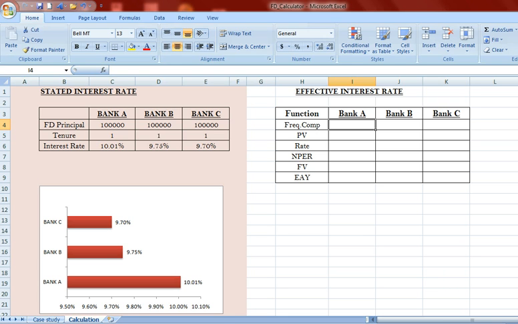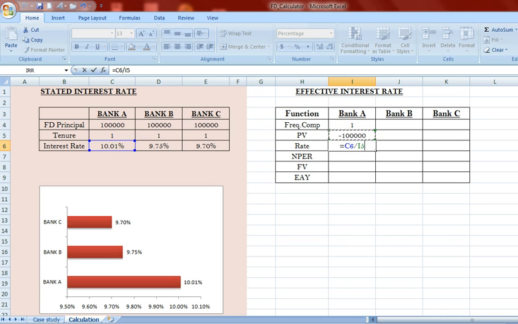The frequency of compounding for Bank A is 1 because it is a yearly compounding. Since the maturity happens down the line at 1 year, the compounding happens only once. What is the present value? Present value is nothing but the invested principal. Here in this example we are investing rupees 1 lakh into this fixed deposit. Since it is a cash outflow, you need to put a minus prefix to it. Rate is nothing but the stated interest rate offered by the bank, which you need to divide by the frequency of compounding.